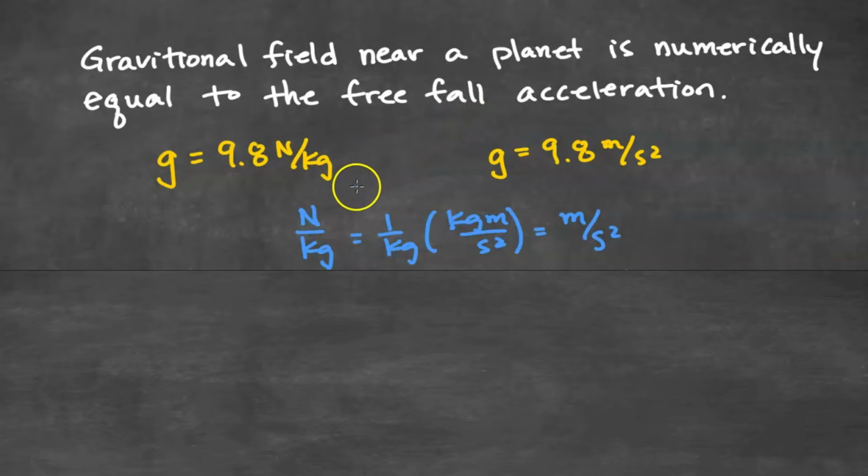And unit-wise, you could see that they are equivalent because newtons over kilogram is equal to, and we know that newtons is a kilogram meter per second squared. Newton is a derived unit, which is equal to kilogram meter per second squared. And the kilogram, you can see that they cancel out, so which leaves us with meters per second squared. So these units are also equal to each other.